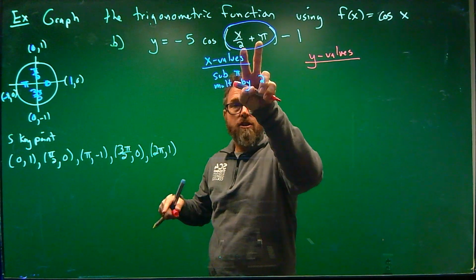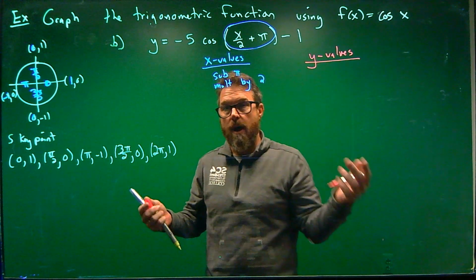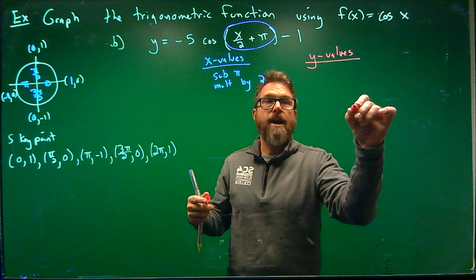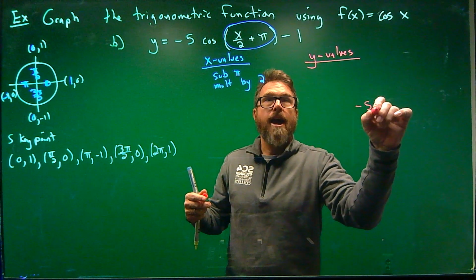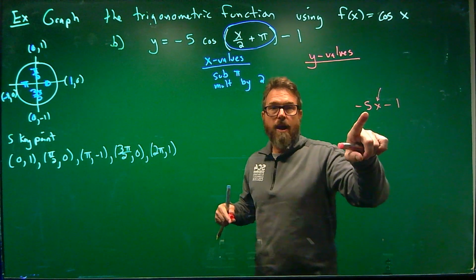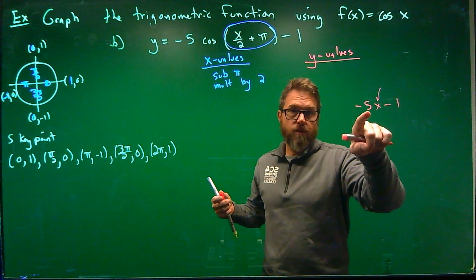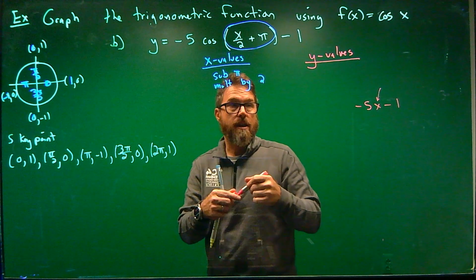Now, with x's, you solve for x, that's why you have to subtract and then multiply by 2, but the y values you evaluate. So if I had something like -5 times something minus 1, if I was going to plug a number in here, I have to multiply it by -5 first and then subtract 1 second. So that's why I'm going to do this operation first and this operation second.